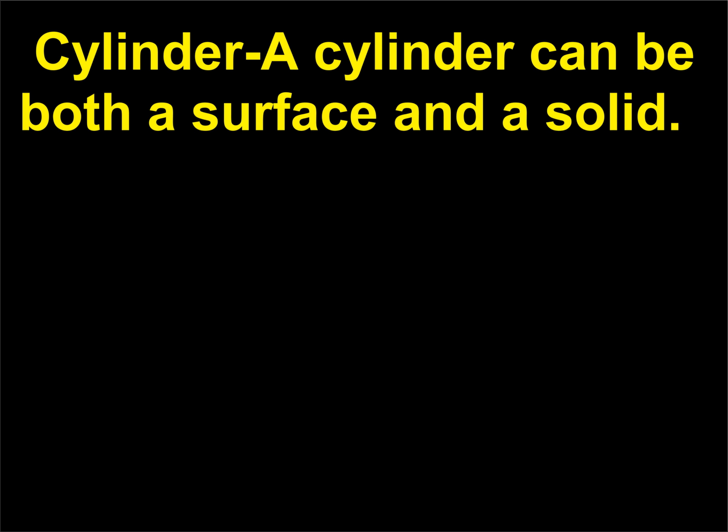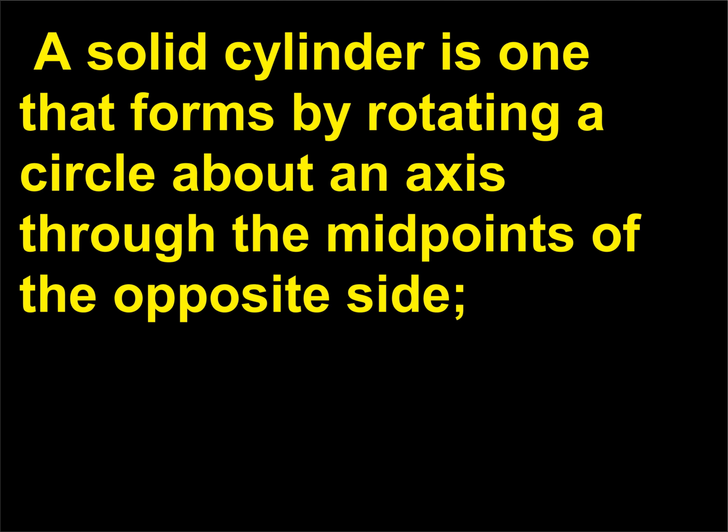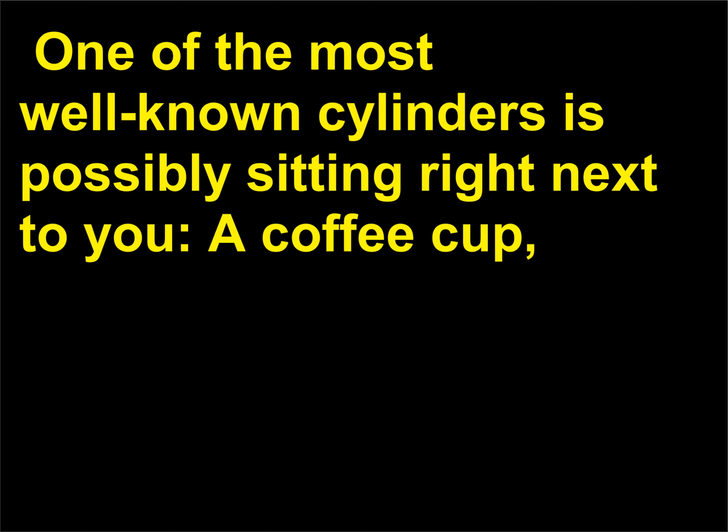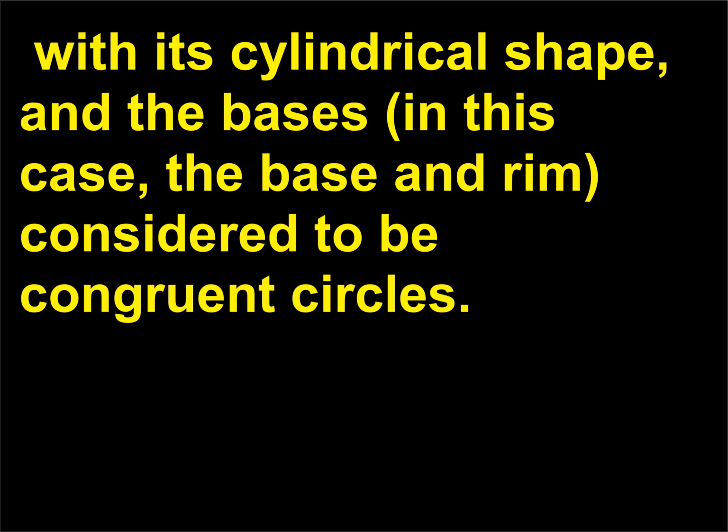Cylinder. A cylinder can be both a surface and a solid. A solid cylinder is one that forms by rotating a circle about an axis through the midpoints of the opposite side. It is also called a right circular cylinder. One of the most well-known cylinders is possibly sitting right next to you, a coffee cup, with its cylindrical shape, and the bases, in this case, the base and rim, considered to be congruent circles.